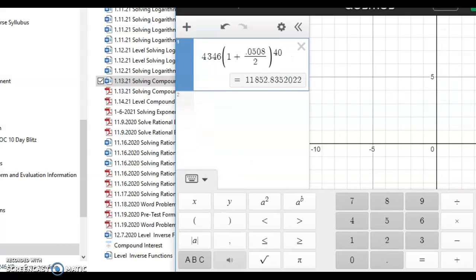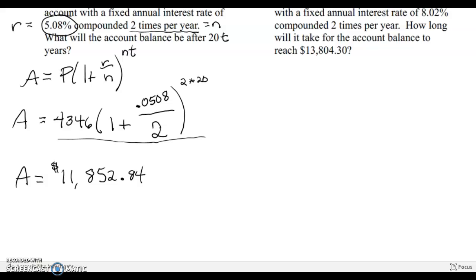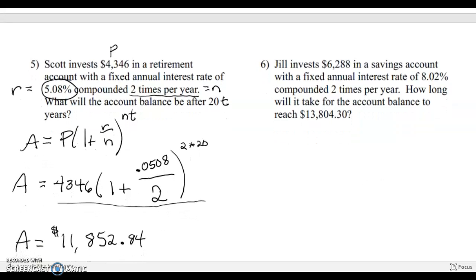All right, let's check out the next one. Jill invests $6,288. This is her original amount. Fixed annual interest rate of 8.02%. That's the interest rate. Compounded 2 times a year. That's N. How long will it take? So you're finding T to reach a final amount of 13,000.